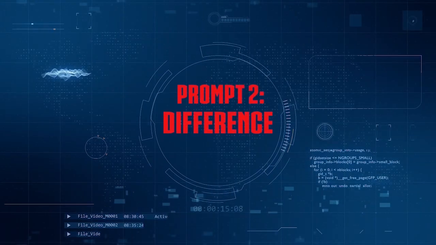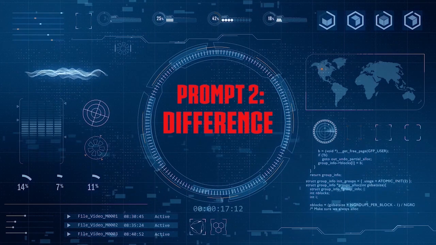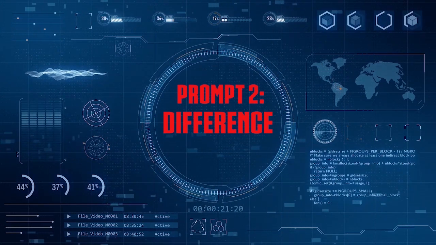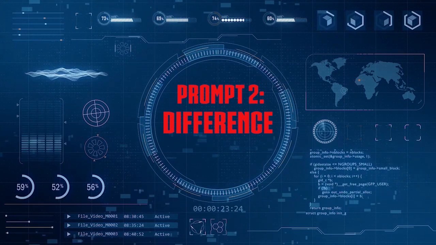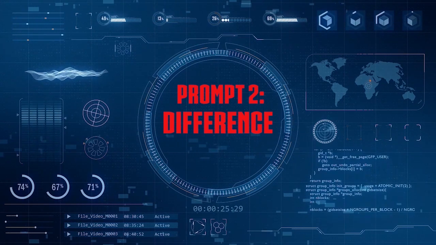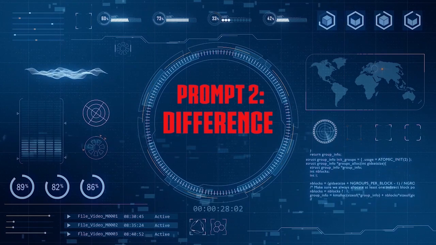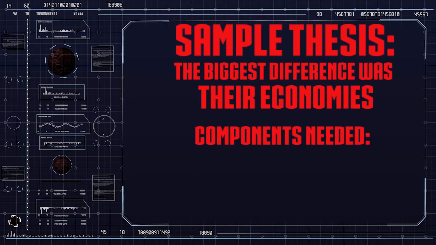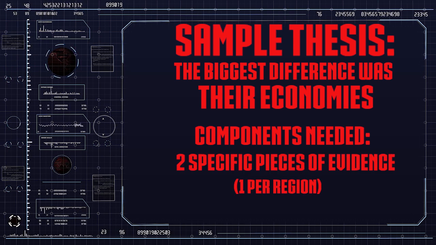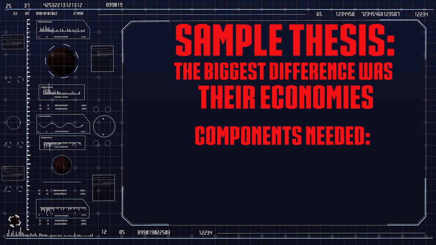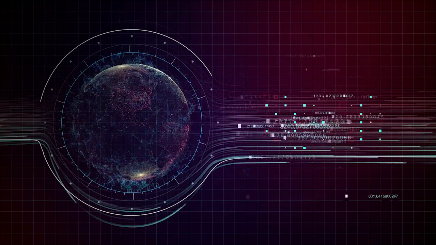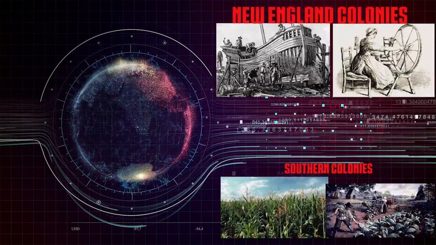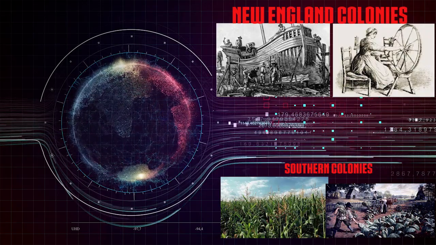In these kinds of historical thinking skill SAQs, the second prompt will always be the other component of the historical thinking skill in the question. So since this comparison SAQ started with similarity, the second prompt deals with differences. So my thesis is going to be that the biggest difference between the New England and Southern colonies was their economies. Now, since I brought up early industry in New England and cash crops in the South, it's important to build off that evidence with new evidence you already know.